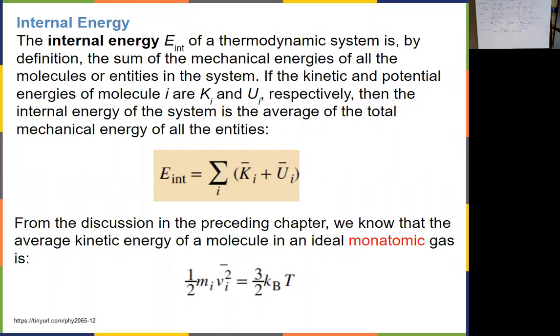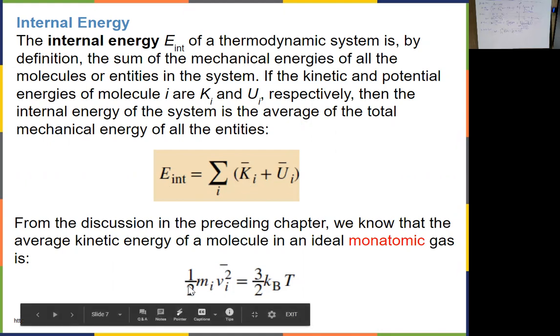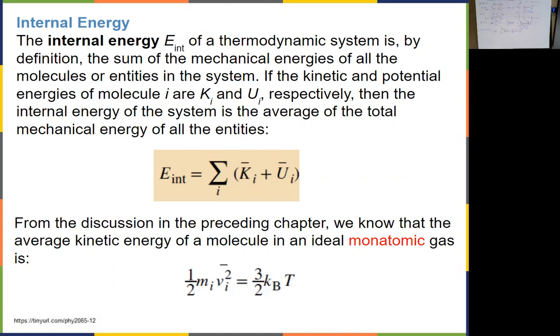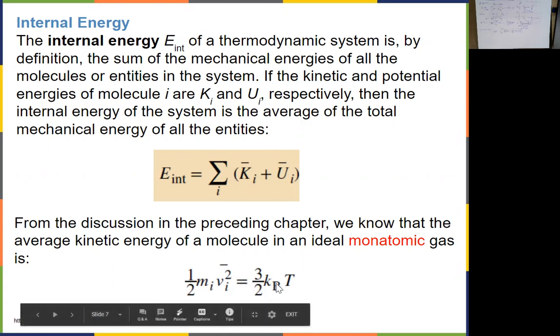Next, let's consider the internal energy of a gas system. For the internal energy of a thermodynamic system, the simplest one is the gas system. The internal energy consists of kinetic energy and any potential energy. From the previous chapter, the kinetic energy for a monatomic gas system should be 3/2 kT, where k sub B stands for the Boltzmann constant. For ideal gas, we are ignoring any potential energy, so the U terms are ignored.